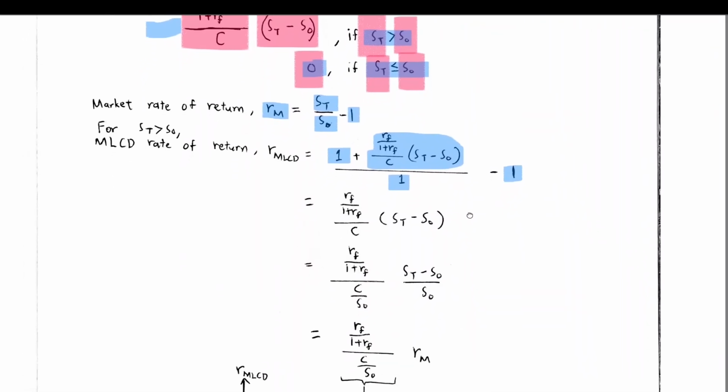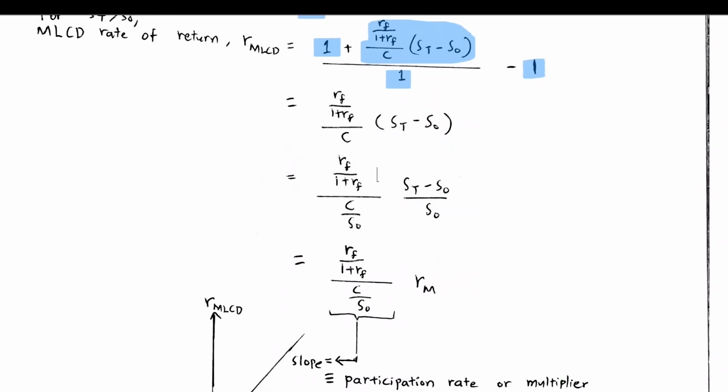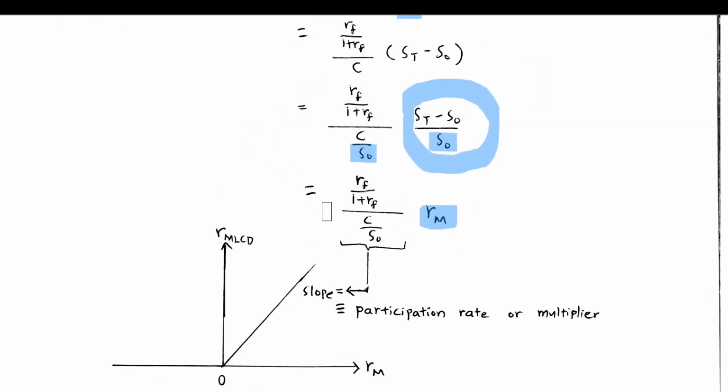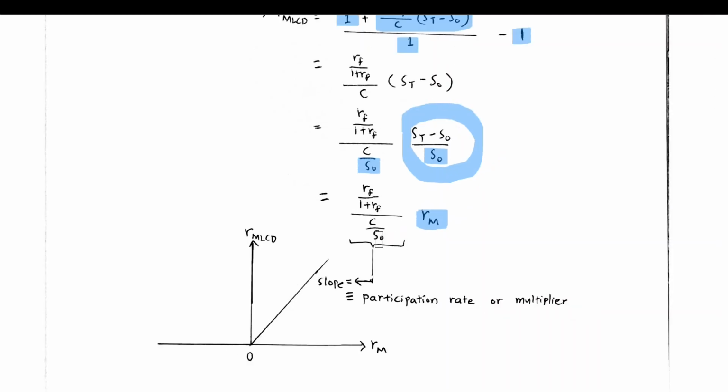And simplifying the algebra, we can arrive at this, and after that we divide by the present value of the stock price, then we will get the market rate of return on this term, and this will be the slope of a linear graph.